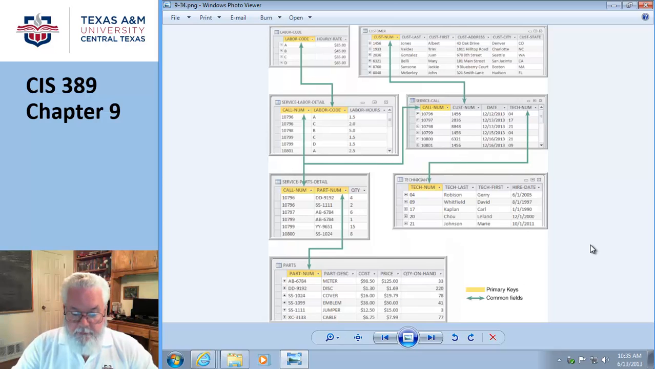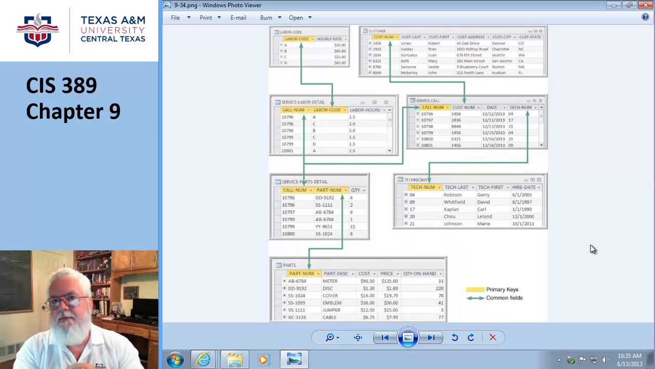Were any parts used on service calls in Washington? Ooh, okay. I need to get the address where Washington is. I need to get the service call, and then I need to be able to find the parts. And so 3 different tables are involved to be able to answer those questions. These are real life questions that could happen.